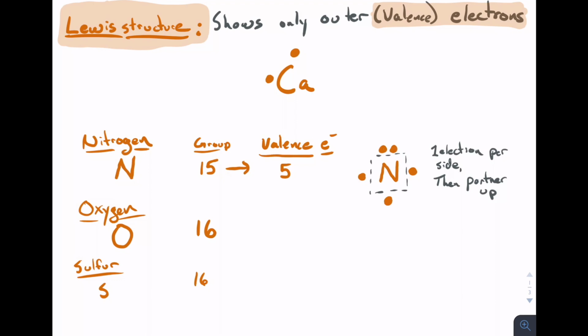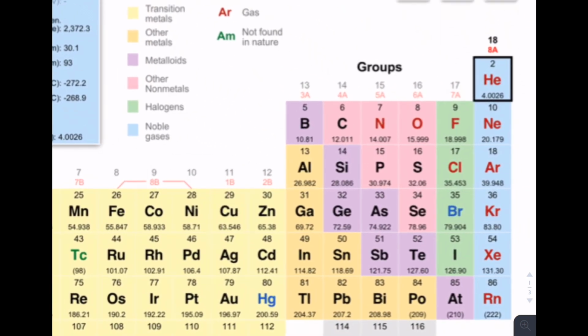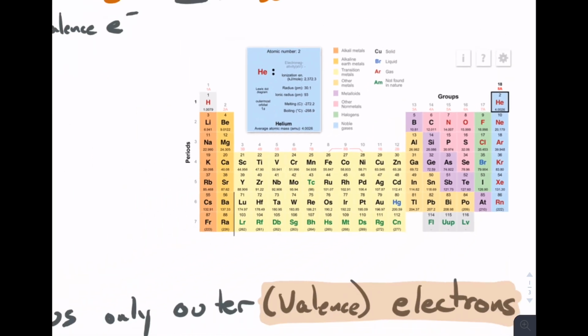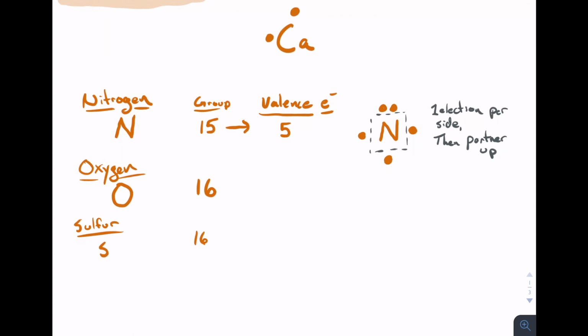Let's take a look at how you would do this for oxygen. Oxygen is in group 16, right up here in the periodic table, right next to nitrogen, so it has 1 more valence electron than nitrogen would. That would be a total of 6. To draw the Lewis structure, we put the chemical symbol down, and then we do 1 electron per side: 1 on the top, 2, 3, 4. We've already got the 4 there, and we have to get a total of 6, so we can go ahead and partner that up.